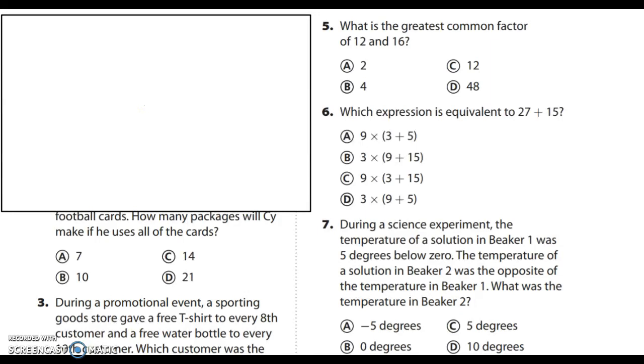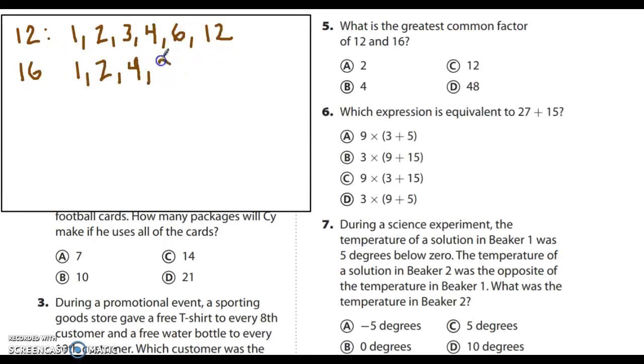Well, if you list your factors of 12 and 16, you might be able to do this mentally. The factors of 12 include 1, 2, 3, 4, 6, and 12. The factors of 16 include 1, 2, 4, 8, and 16. And the greatest number that appears in both lists is 4. The answer is B, 4.